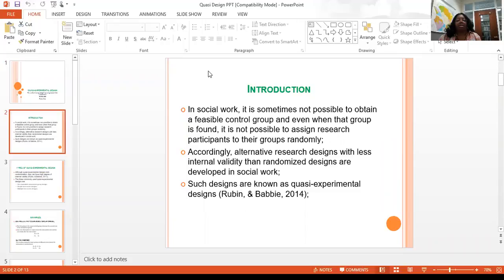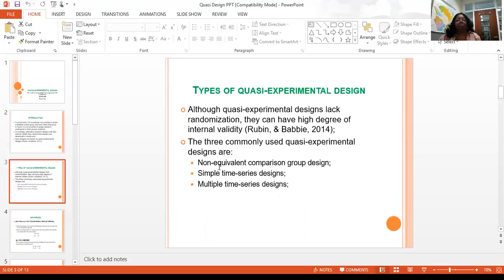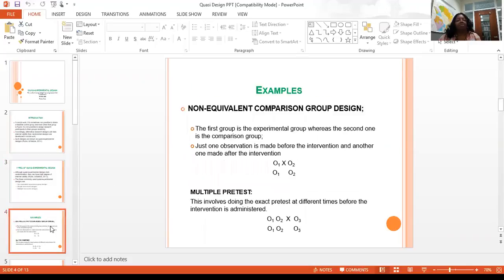There are usually three commonly used quasi-experimental designs: the non-equivalent comparison group design, the simple time series design, and the multiple time series design. I'll be trying to explain to you how the non-equivalent comparison group design works first.